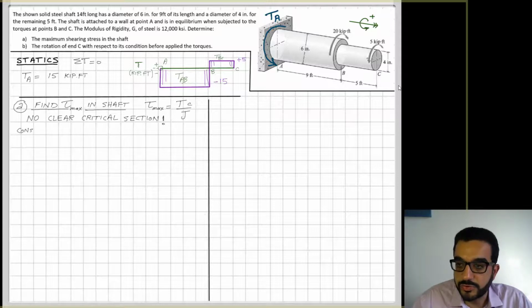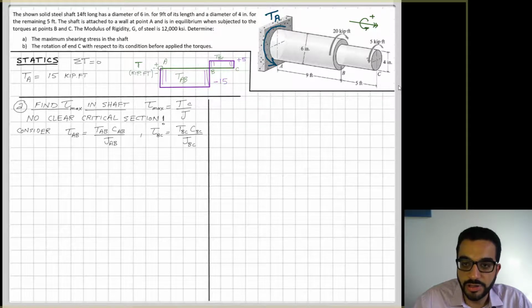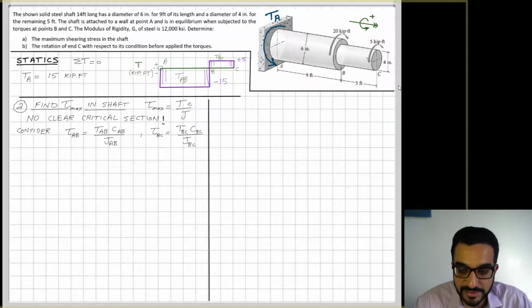So I have to now consider both possible sections at any point between A and B and any point between B and C. Now tau AB max at the AB section is equal to T AB C AB, so within this section, the largest shear stress will develop at the outer points of that section. So now I'm not considering rho, I'm considering C. So rho here is equal to C. So C AB divided by J AB, and a similar thing for tau BC.